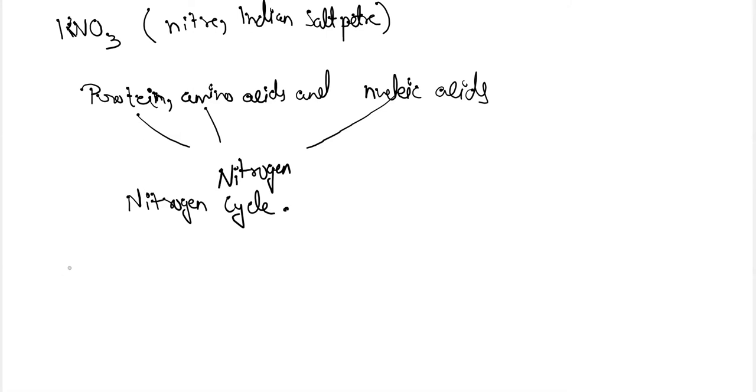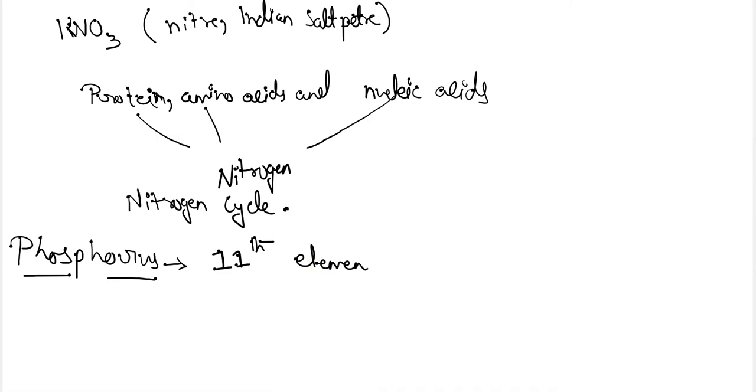Now let's talk about the next element. This was about nitrogen. The second element of the group is phosphorus. Phosphorus is the 11th element in order of abundance by mass in Earth's crust.